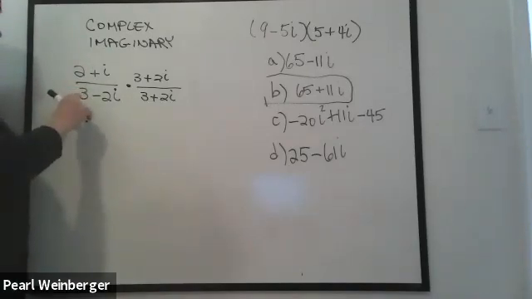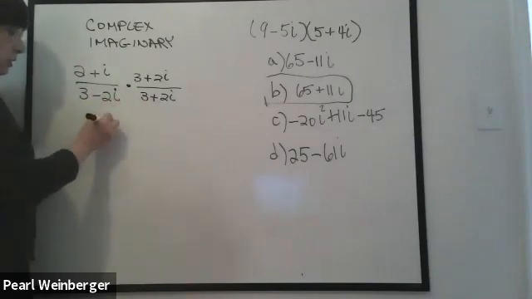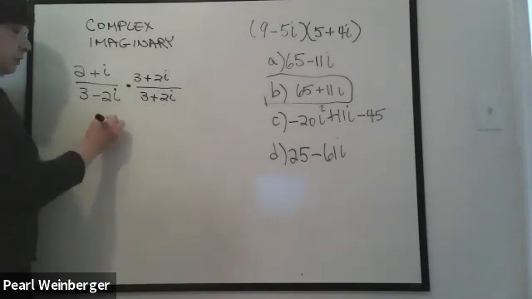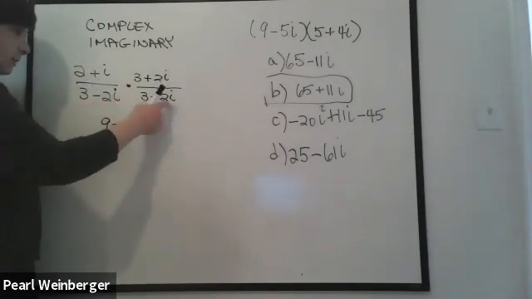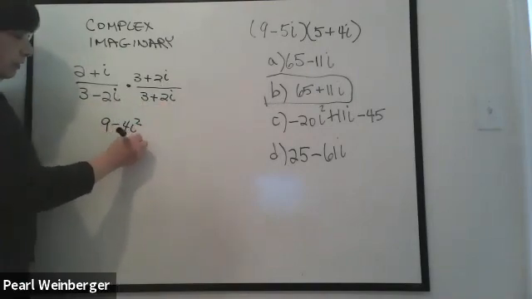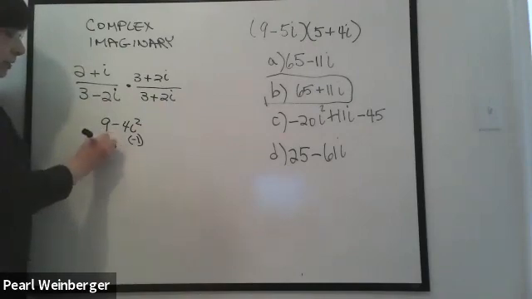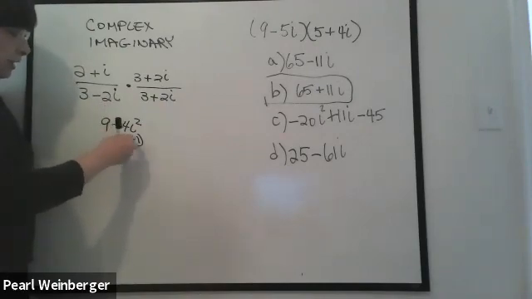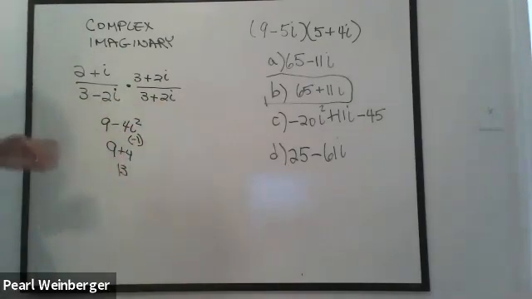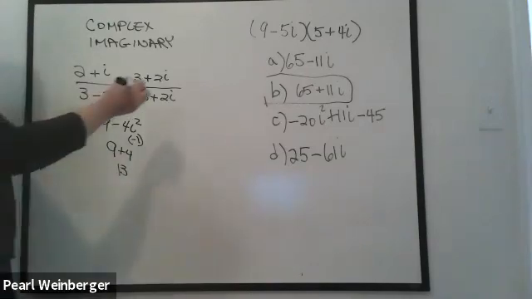So I'm going to multiply just the first together, 3 times 3, which is 9, and negative 2i times positive 2i, which is negative 4i squared. Don't forget i times i is i squared. Again, that i squared becomes a negative 1. So this becomes 9. Negative 4 times negative 1 is plus 4. So my denominator comes out to be the real number without any i, 13.